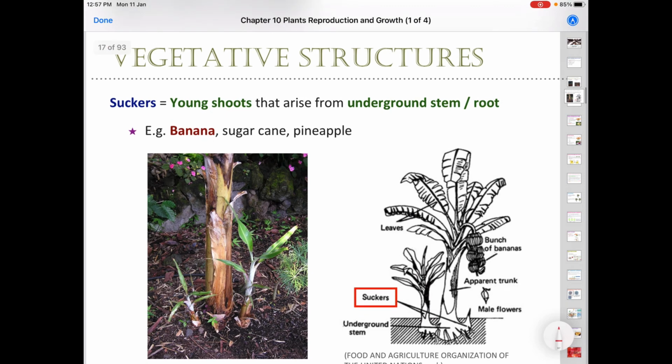Next is the sucker, young shoots that arise from an underground stem. This is the ground, and underground there is a stem. This sucker develops from the underground stem, so we call them suckers. Examples of organisms are banana, sugarcane, and pineapple.